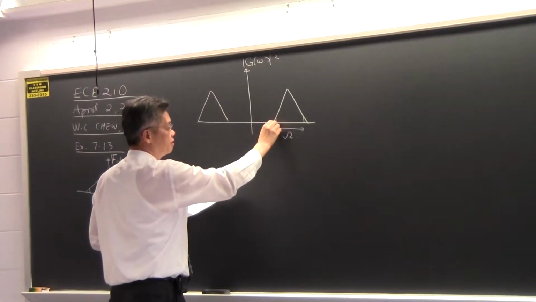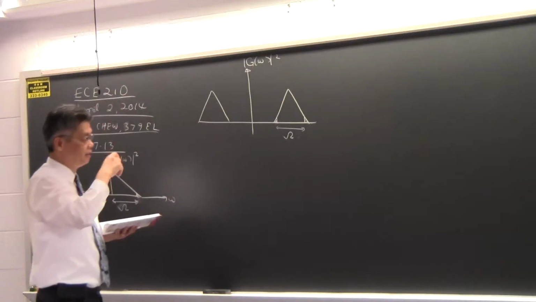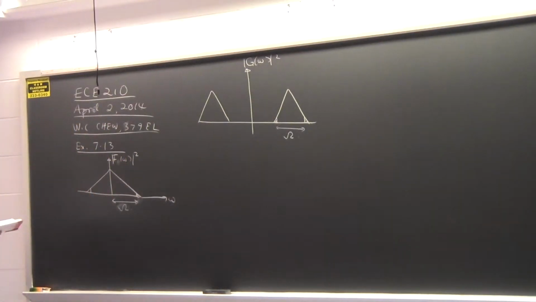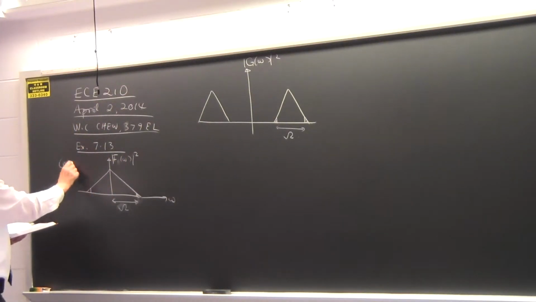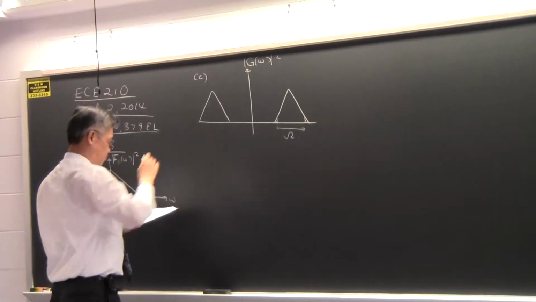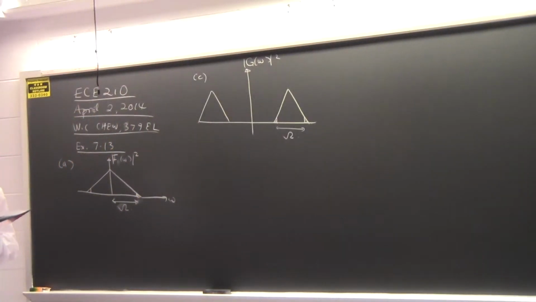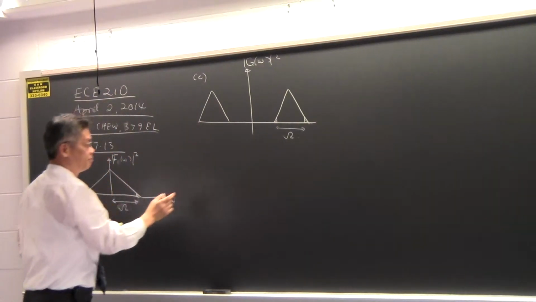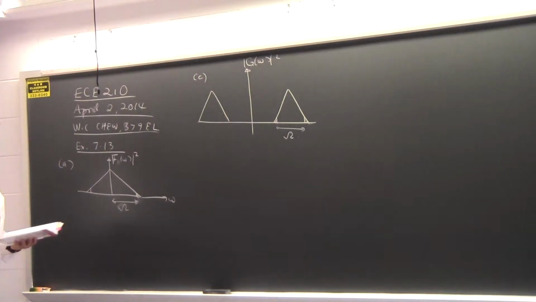But omega is defined differently for case A and case C. That's why there's a factor of 2 difference in the last equation. Omega is defined to be the entire width of the base of the triangle in one case, whereas in the other it is defined to be half the width of the base of the triangle. Okay? So, sorry for the confusion.